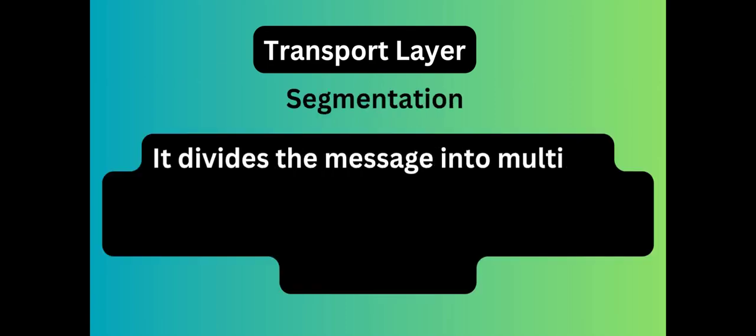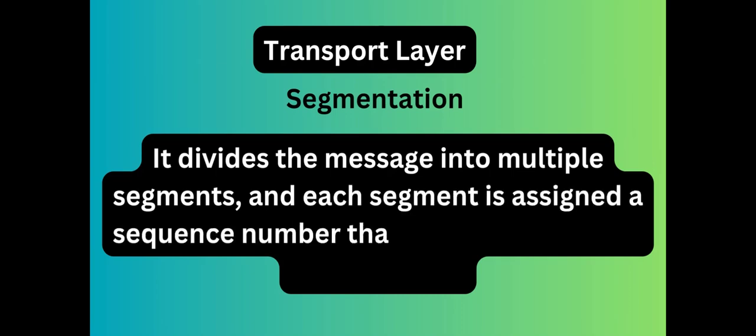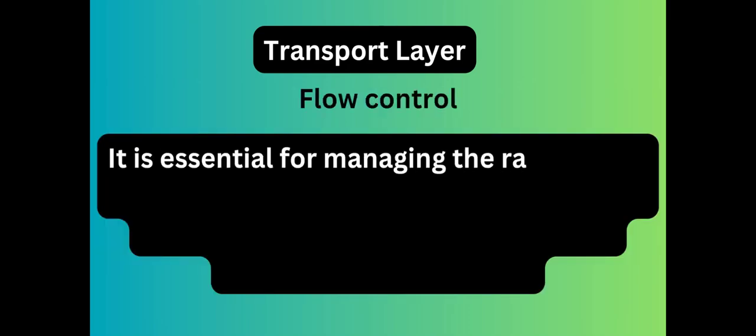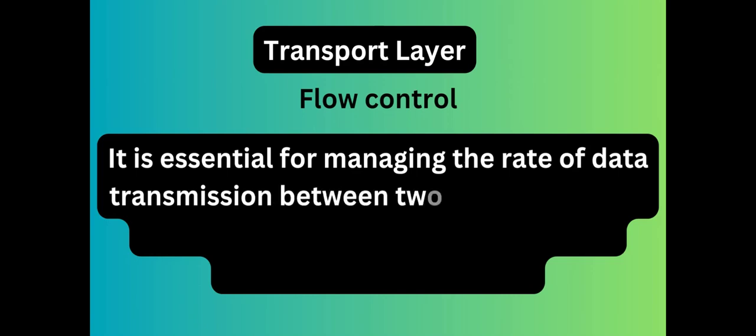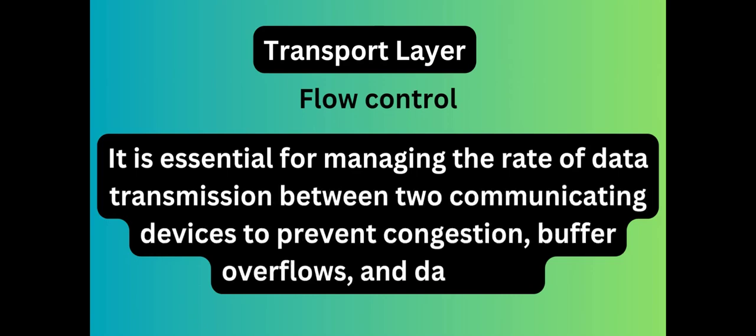Segmentation. Segmentation is one of the key processes that occur at this layer. It is a fundamental process for ensuring efficient and reliable data transmission over networks when dealing with larger amounts of data. Flow control. It is essential for managing the rate of data transmission between two communicating devices to prevent congestion, buffer overflows, and data loss.